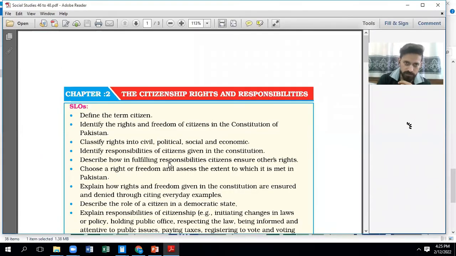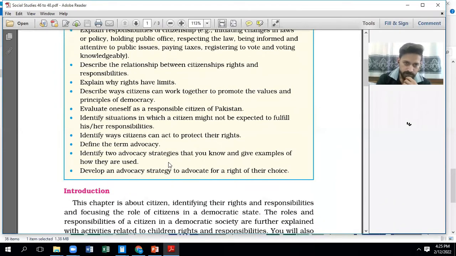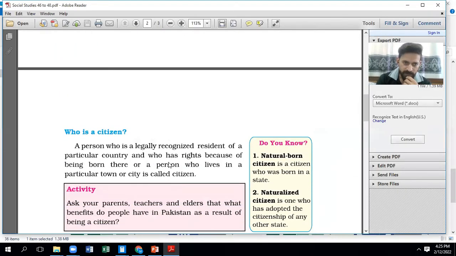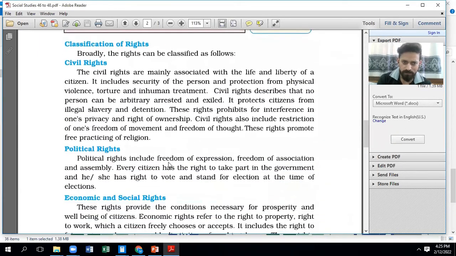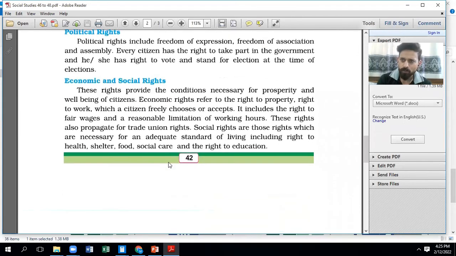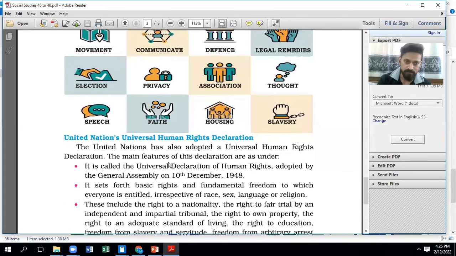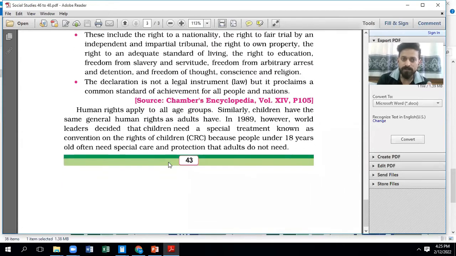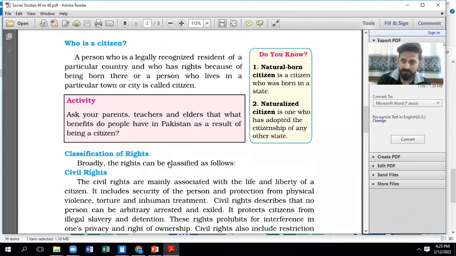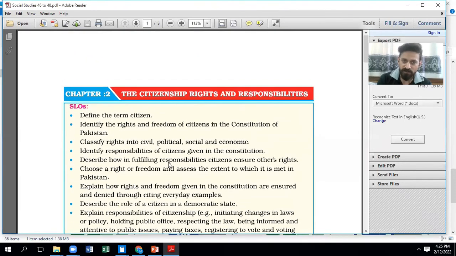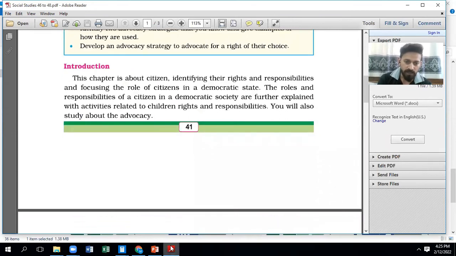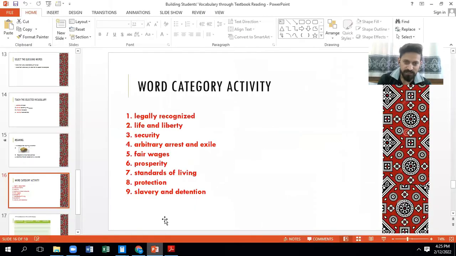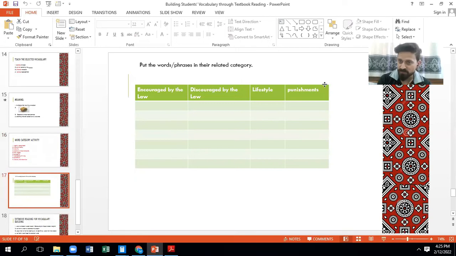So this is the social studies chapter, and the topic is citizenship. Who is a citizen? So there is text about citizen rights. I just want my students to understand the citizen rights by reading this text. But I know that there will be some words which will hurdle their understanding. And in order to clarify, I'm just going to do this activity. I'm going to ask the students to put these words in the right category. So these are 4 different categories.